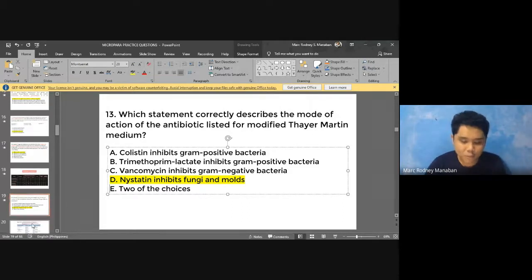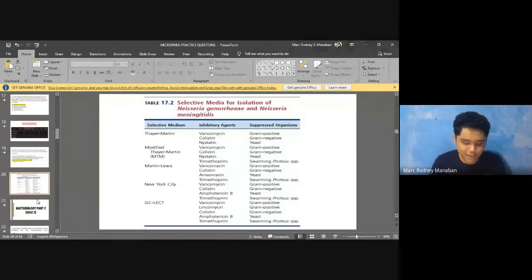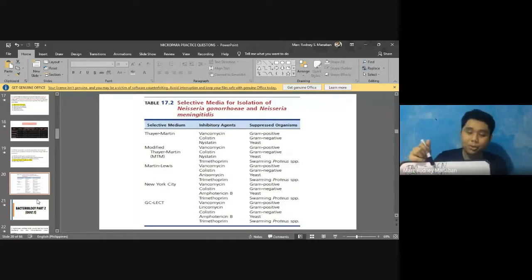And vancomycin, as we have mentioned, is always for gram-positive. Okay? Now, a summary of the composition of the different culture media for Neisseria. It's also right here. I'll share mnemonics again. You have BCNP and then Martin Lewis, and then YC. Take note, Thayer-Martin, dira ka mag-start. Ang sulod lang niya kay tulog ka antibiotics: vancomycin, colistin, and nystatin.